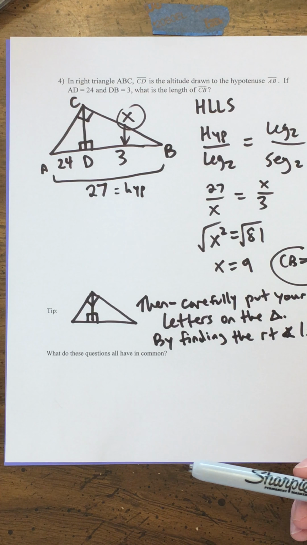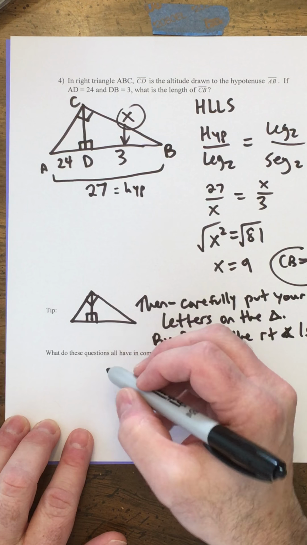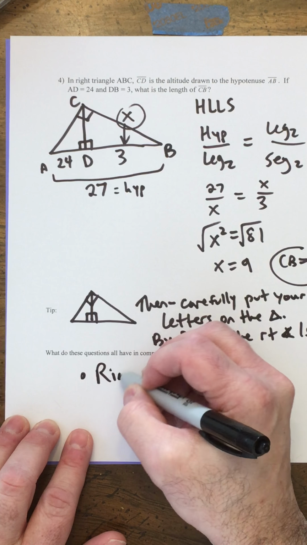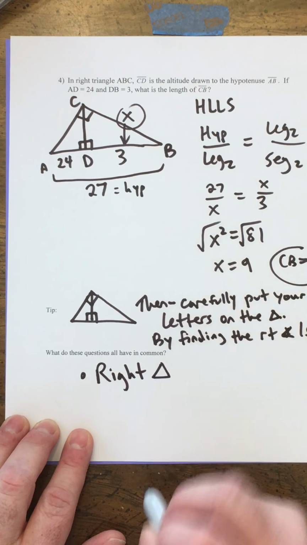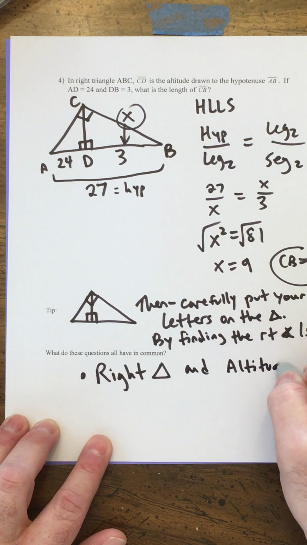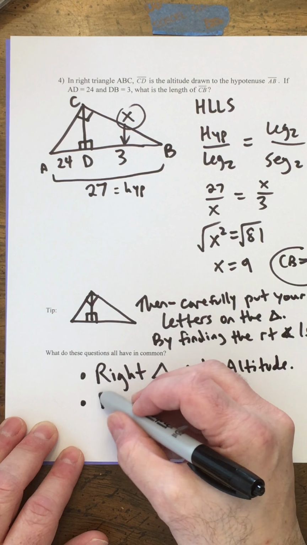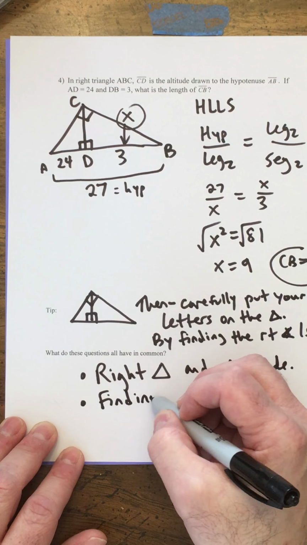Okay? Okay, what do all these triangles have in common? They all must be right triangles. You cannot do this technique unless you have right triangles, and you need an altitude. You must have those things. And what are you looking for? You're finding a missing length.